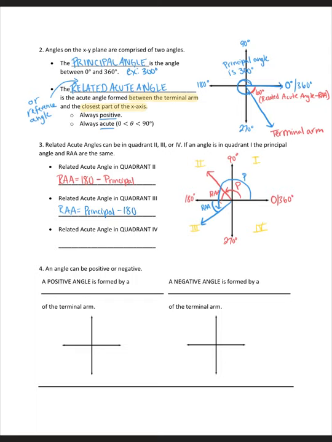Then we're going to do one more if we're in quadrant 4. I'm just going to draw it on another diagram because that one's getting kind of crowded. So now if my principal angle is in quadrant 4, so let's say I go all the way around to here, something like that, and that's my principal angle.